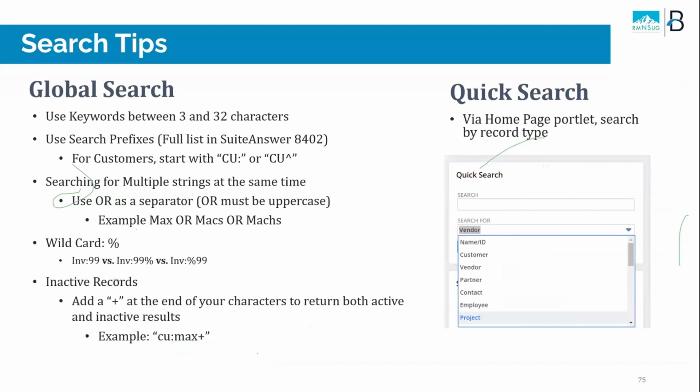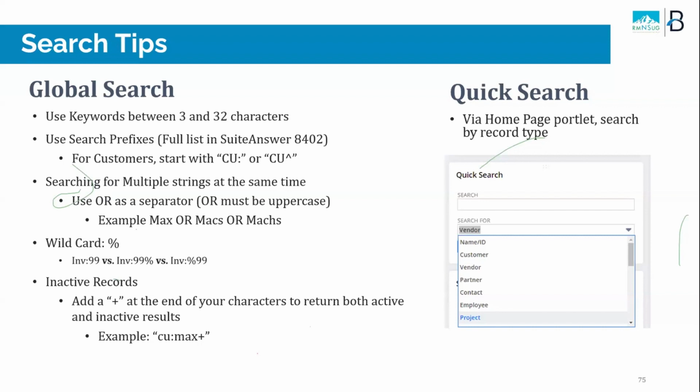Use some search prefixes. There's a full list using the Suite Answer to help you navigate what you can start those prefixes at to focus your record or transaction type you're looking for. You can search for multiple strings at a time using an OR separator. So if you don't know how to spell something, it could be max, max, or max, as in this example here. So you have to do uppercase of that OR, but then it would pull in those search results.